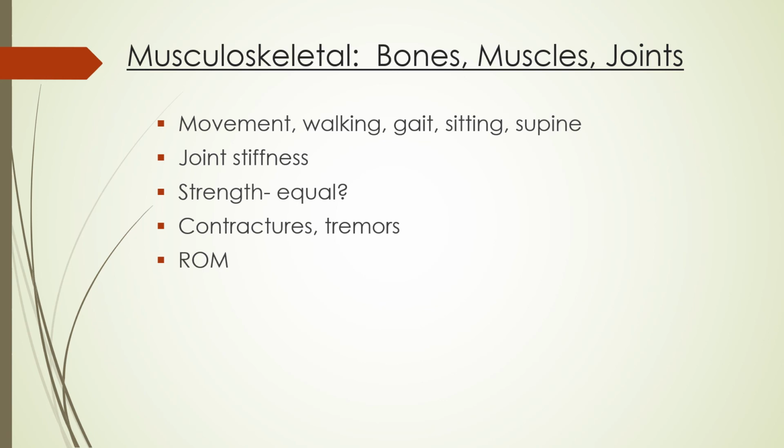Musculoskeletal, we look at bones, muscles, and joints. Can this patient walk? Can they move? Are they stiff? Do they have equal strength? If you ask the patient to squeeze your hand, is it equal on both sides? Are they contracted? Do they have involuntary movements and tremors? Can they tolerate passive range of motion? Are they able to do active range of motion, which means they can move their own self? Or do we have to do passive range of motion, which means we are moving the joints, okay? We are moving the extremities, and the patient is not having pain. All the while we're noting whether the patient is having pain or not.